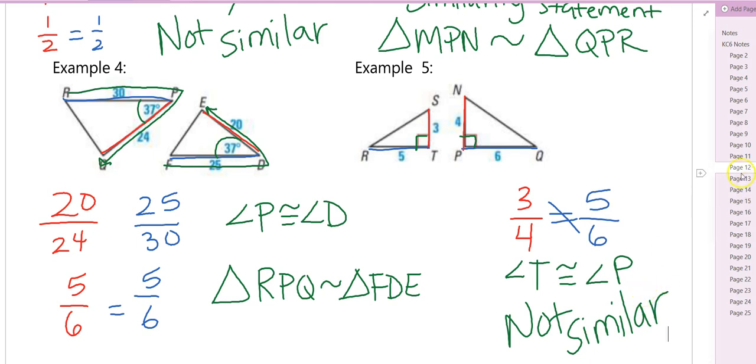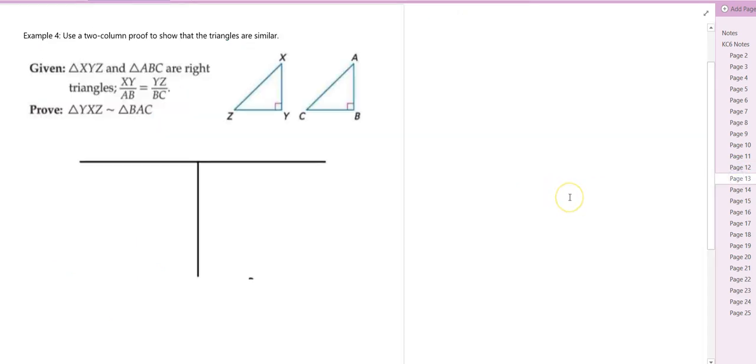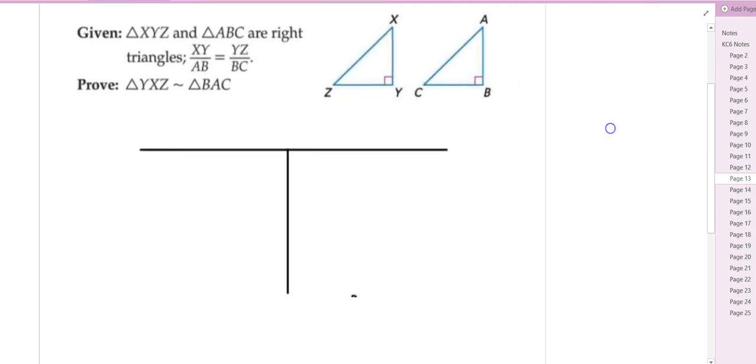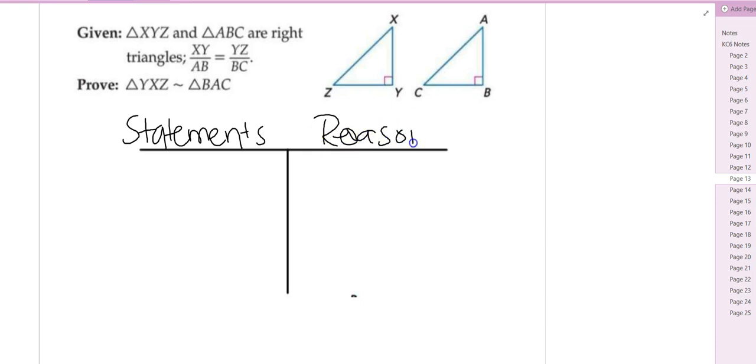All right. Our next example is just another proof. Again, deciding how we're going to prove that triangle XYZ and ABC are right triangles, so that's given. They tell you some information here that XY and AB are proportional to YZ and BC. Is that enough to prove that these triangles are similar? So again, the way that we set our proofs up, you always have the statements on one side and the reasons on the other side.